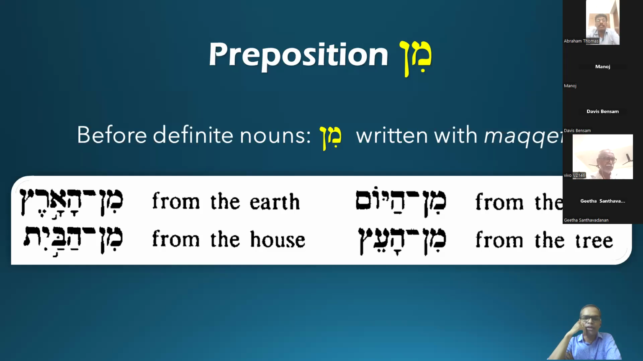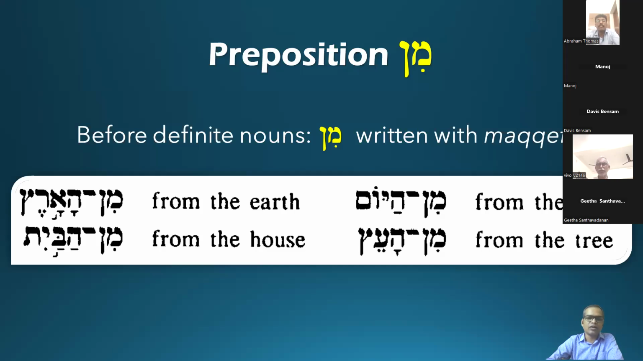Min will appear with definite nouns along with markup. In other words, when min has to be prefixed to a noun which is a definite noun, carrying a definite article, min will be joined with the definite noun with the help of markup. For example, min haaretz, from the earth; min habayit, from the house; min hayom, from the day; min haetz, from the tree.